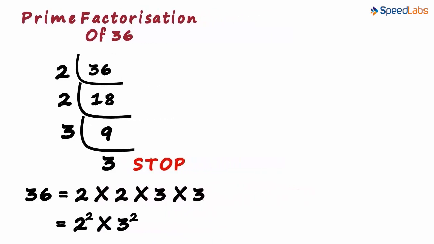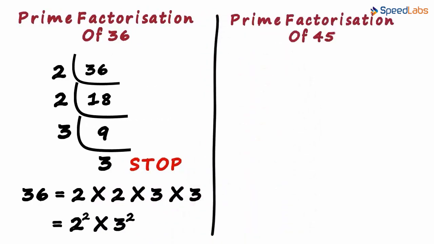To get a better idea, let's try the prime factorization of 45. The first thing we have to do is ask ourselves which prime number divides 45 exactly. It's always a good idea to start off with a 2, move on to 3 and so on. 45 is not divisible by 2 as its units digit is not divisible by 2. Let's move on to 3, which is the next prime number.